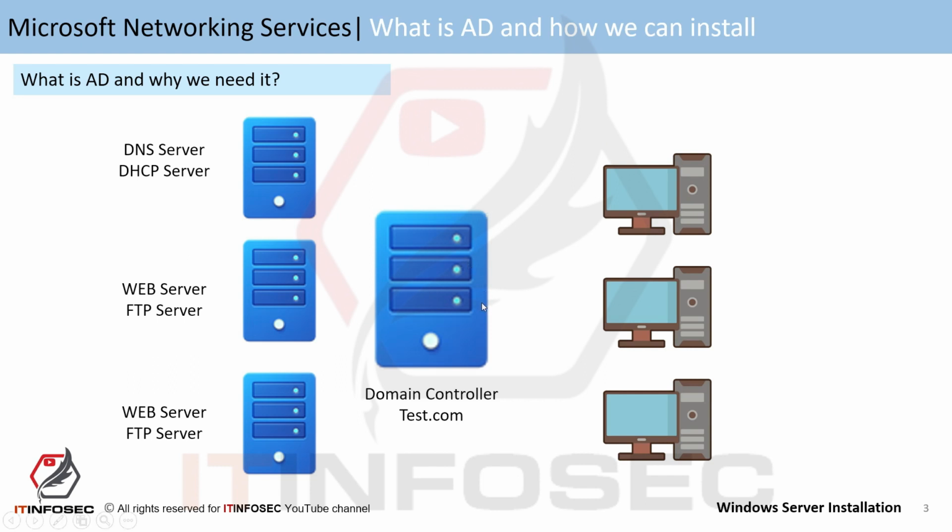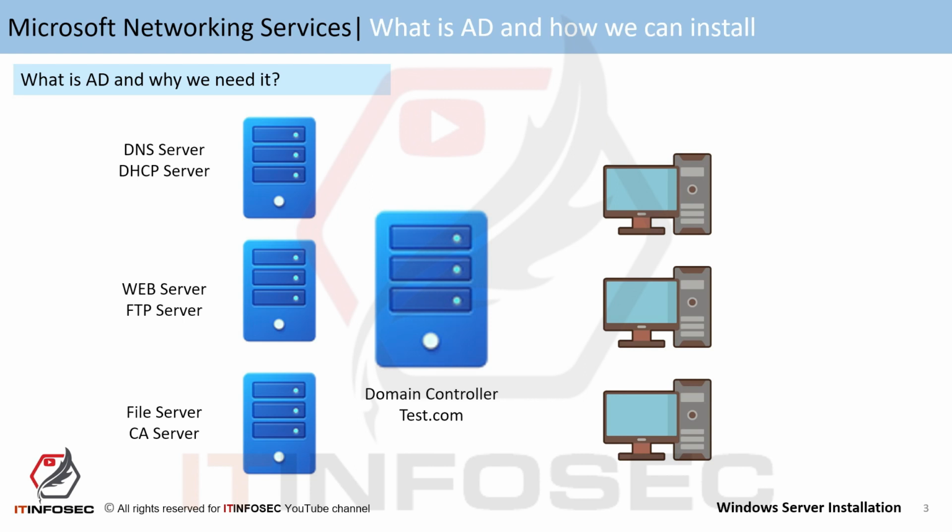In Active Directory, the first step is installing the Domain Controller, or DC, which is the one server that contains the server operating system. For example, Microsoft Windows Server 2019, Microsoft Windows Server 2022, and any other versions. Okay, it is the base and heart of Active Directory. And beside that, you can have a DNS server, DHCP server, web server, FTP server, and many other items.